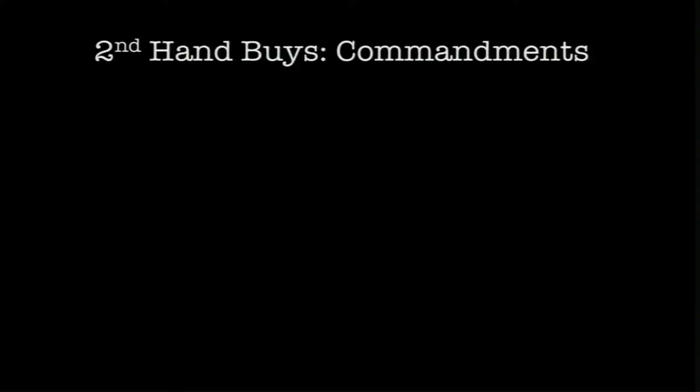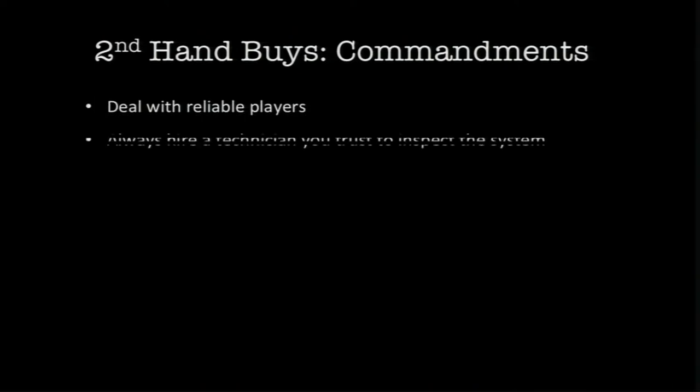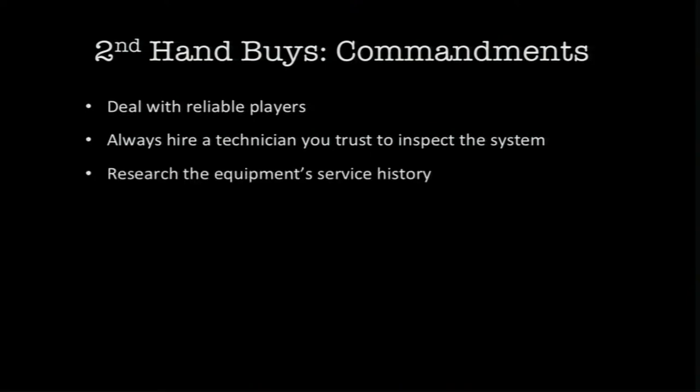So what do you look for? Whenever you buy a second-hand thing, there are certain commandments that you need to follow, otherwise you'll end up in soup. Always deal with reliable players, especially get references from people who have bought machines earlier. Always hire a technician, not the vendor, a technician whom you rely, independent guy who you trust to inspect the system. Research the equipment service history. All equipment has serial numbers.